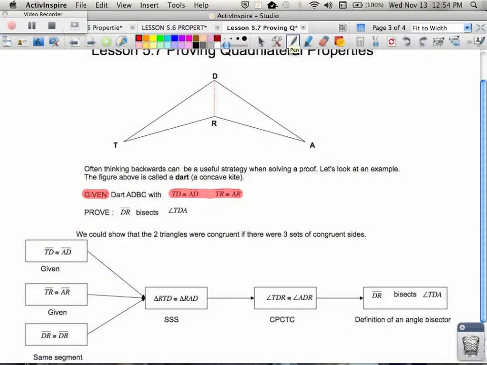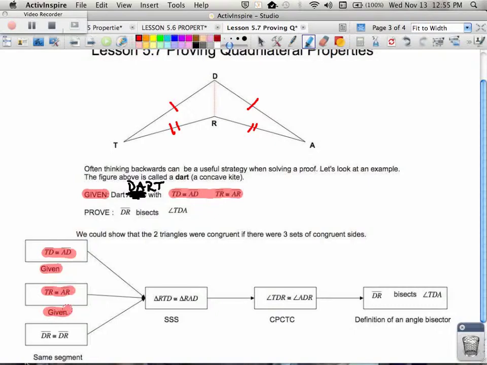That was when I marked up the DT and the AD, the TR and the AR being congruent, and that was in the red. Remembering that we said that this was DART, D-A-R-T. So you see that down below in the red highlight here. I see that my TD and AD are congruent. That was given information. I see that my TR and my AR was given information.